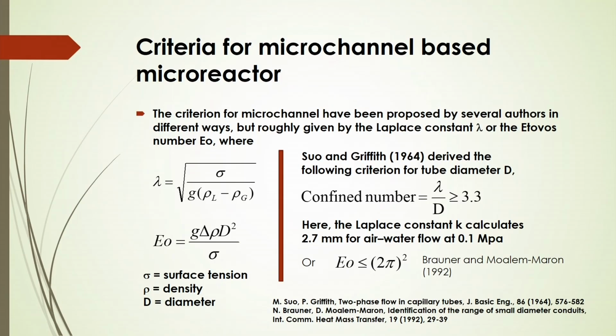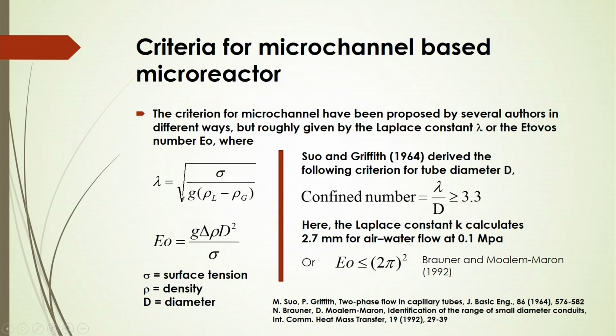Let us try to understand what the criteria should be for a microchannel based microreactor. You know that the criteria for microchannels have been proposed by several authors in different ways, but roughly given by the Laplace constant lambda or the Eotvos number, by Su et al. in 1964, which is still being used for the design of microchannel reactors. Here lambda is called the Laplace constant and Eo is called the Eotvos number. Lambda is defined by the equation shown in the slides.